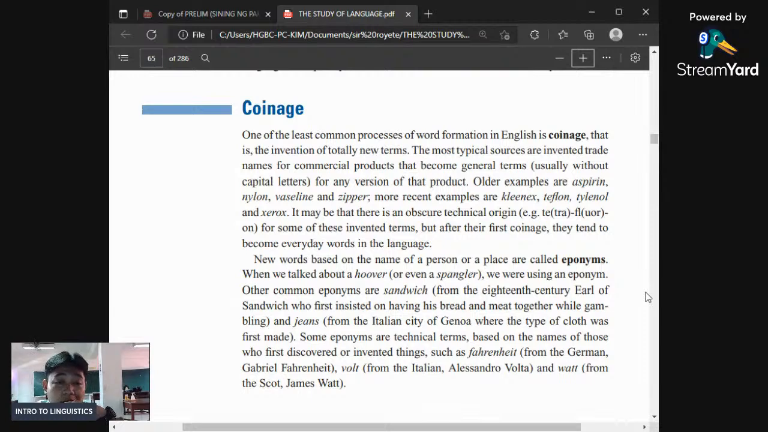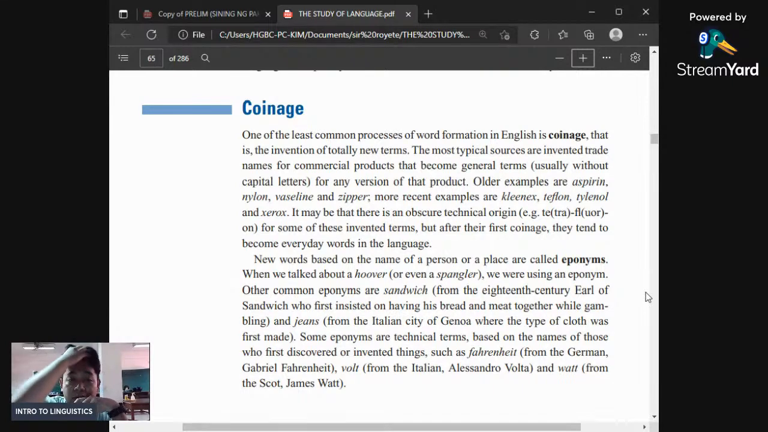We also have, for example, things named after their inventors, such as Fahrenheit, as the measurement of temperature, right? Fahrenheit, from the German Gabriel Fahrenheit; volt, from the Italian Alessandro Volta; and watt, from James Watt. We're using these words like Fahrenheit, Celsius, and also Kelvin. These are based on the names of those who discovered or invented these things. Volta, volt, watt, James Watt. So these are eponyms.